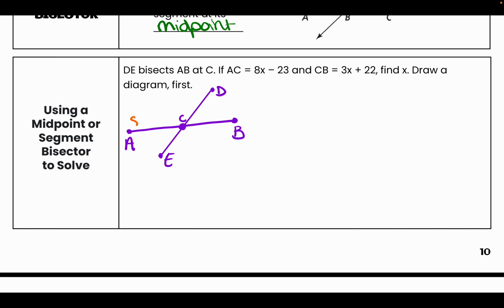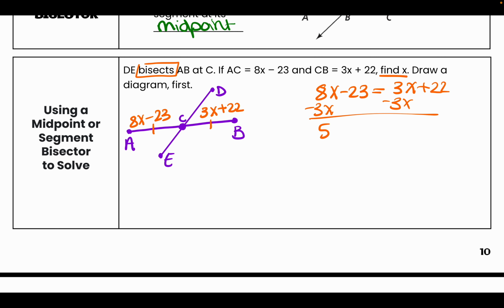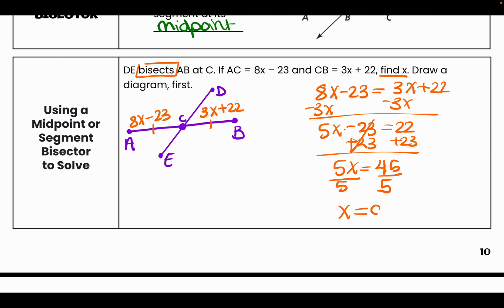We know that AC is 8x minus 23, and CB is 3x plus 22. We want to find x. Because we know that DE is a bisector, we know that these two segments are congruent. So 8x minus 23 is equal to 3x plus 22. We subtract 3x from both sides, so we get 5x minus 23 equals 22. Add 23 to both sides. So 5x equals 45. Divide by 5, x equals 9.